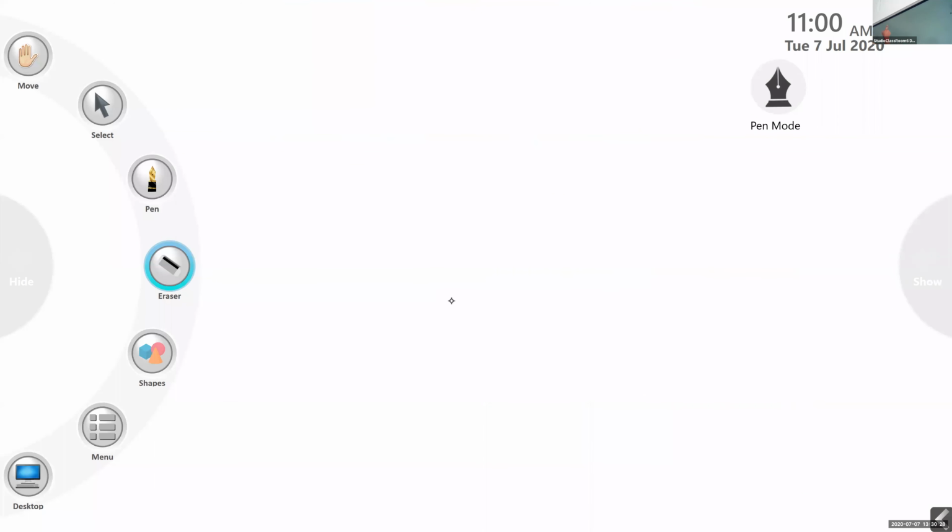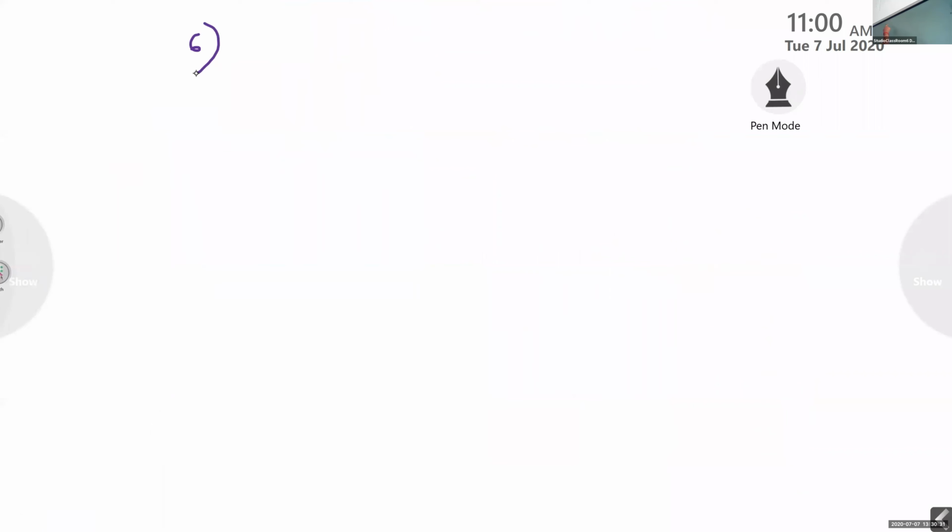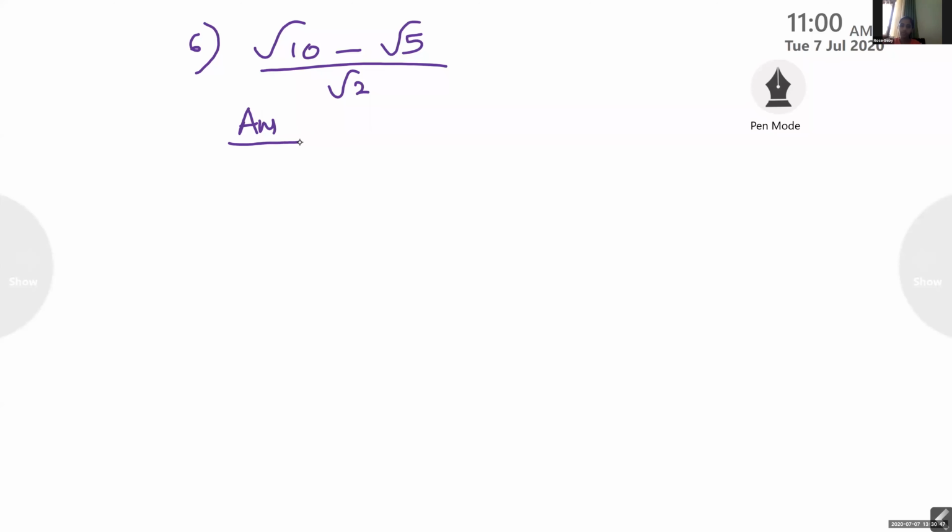Okay. Next question, is it the sixth question? Yes, ma'am. (Root 10 minus root 5) by root 2. What is the rationalizing factor here? Root 2. If there are two numbers, instead of rationalizing factor you use the term conjugate. So the rationalizing factor is root 2 itself. Again, we'll multiply with root 2.